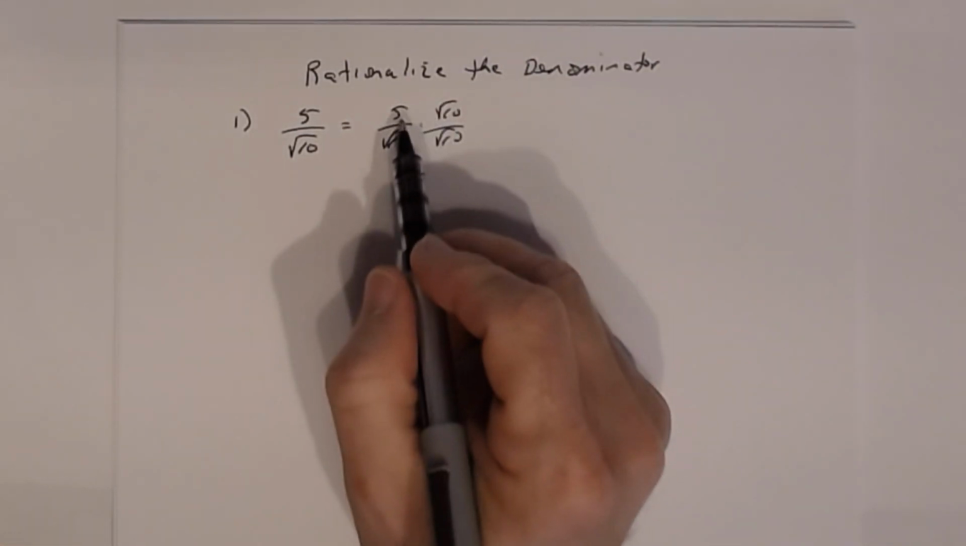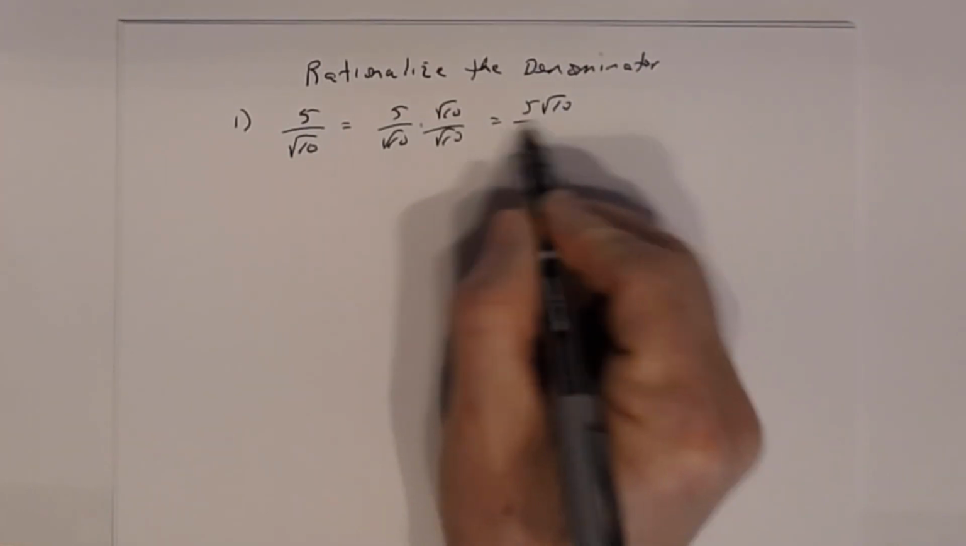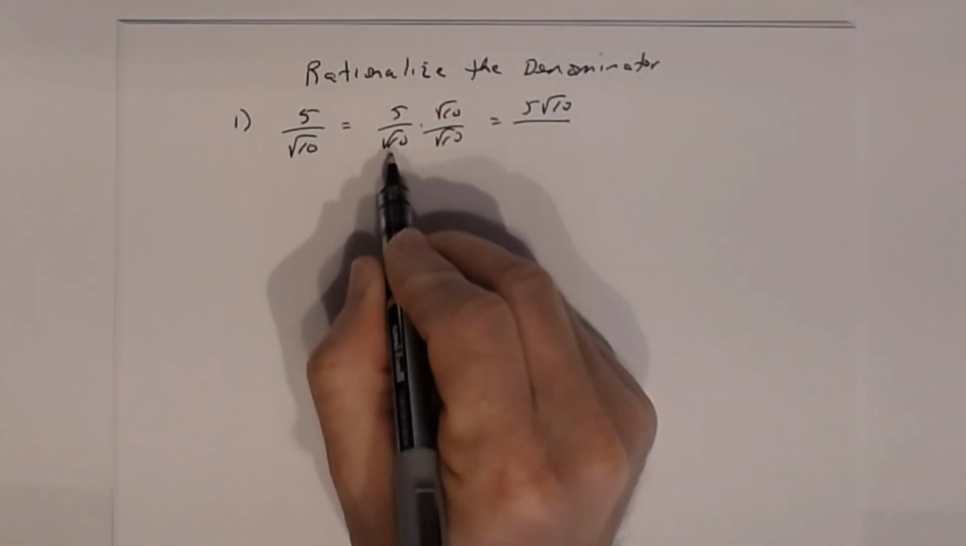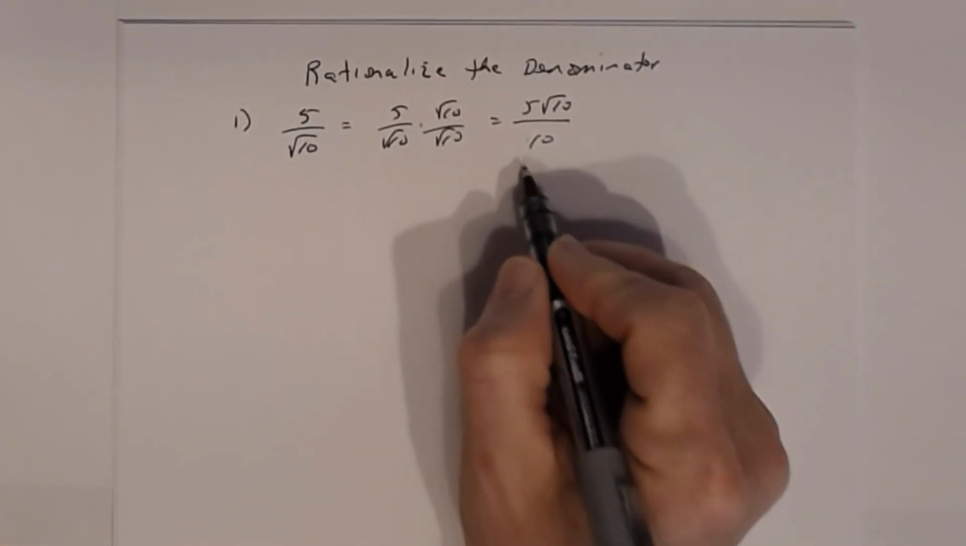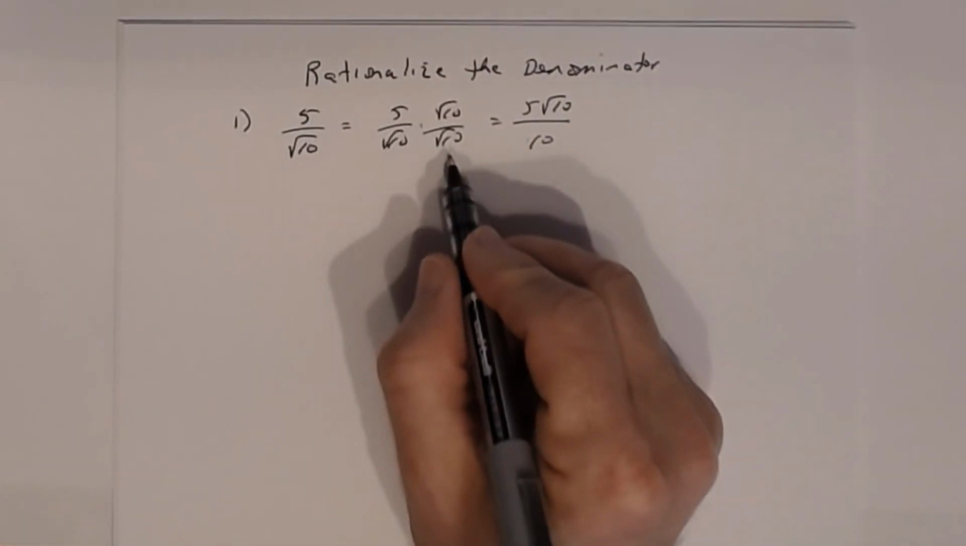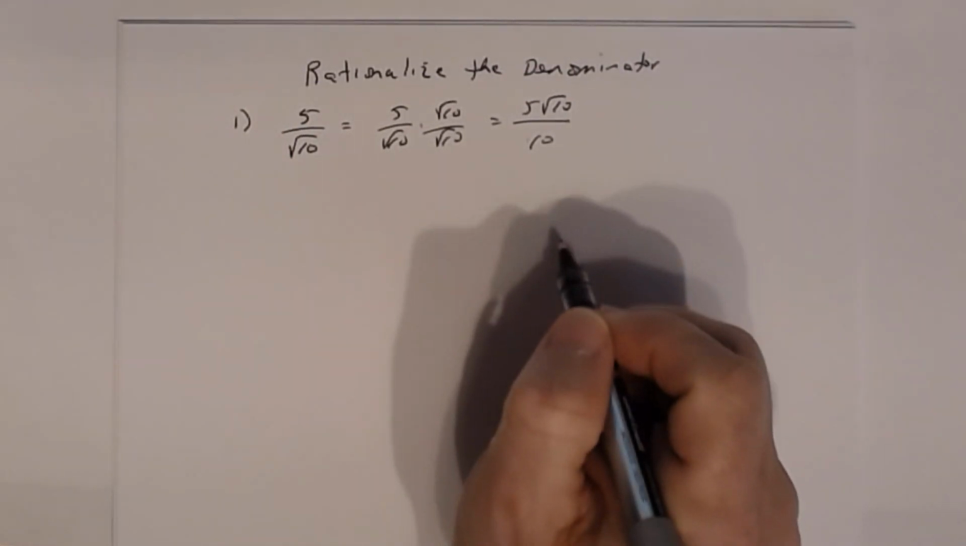And so notice you have the numerator 5 times the square root of 10, and then you have the denominator, the square root of 10 times the square root of 10, which is just 10. I'm hoping you see it's just 10 because the square root of 10 times the square root of 10 is the square root of 100, and the square root of 100 is 10. All right, and that's it.